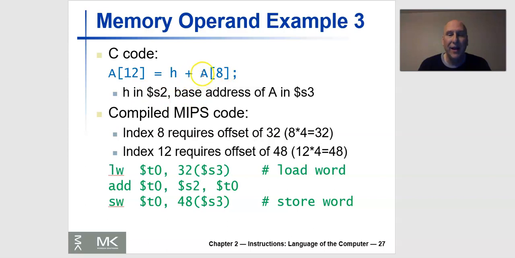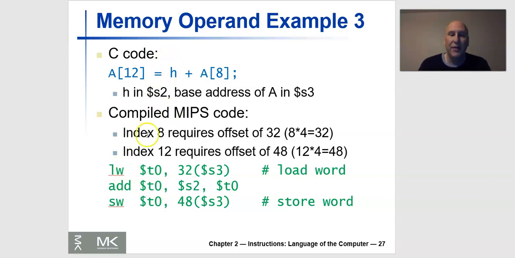First, you have to take care of A bracket 8. Take care of the array on the right side first, always. So that's a load word. We're going to add, so it goes into T0. And again, 8 multiplied by 4 is 32, that's 32 parentheses S3, since the base address of the array is in S3. Now you're going to add, but since you're going to put this into an array, you're going to use another temporary register. In this case, we're going to put it right back in T0.